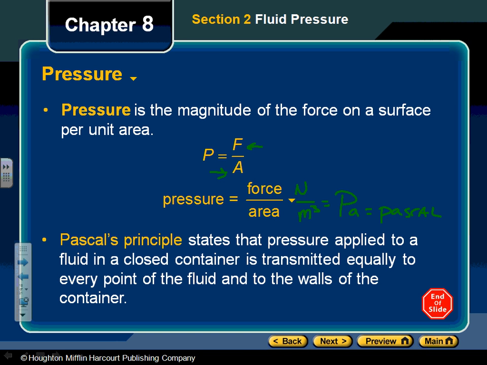Which leads us right to Pascal's principle. Pascal's principle states that the pressure applied to a fluid in a closed container is transmitted equally to every point within the container. We'll get to that in just a second.